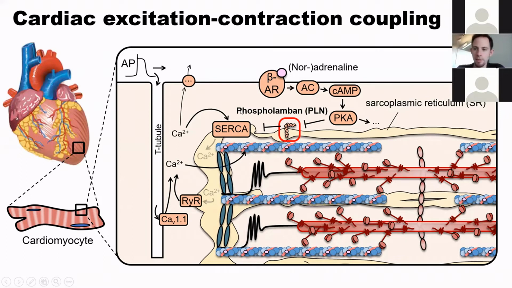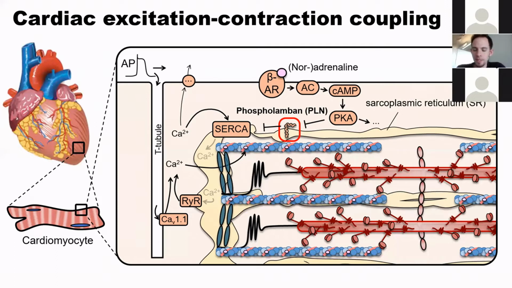That means at the end of a contraction cycle, the calcium is removed at faster rates, and therefore the heart can relax faster. It also means that at the end of such cycles, the filling of the sarcoplasmic reticulum with calcium is higher. So the amplitude of the next calcium transient will be bigger, and therefore these contractions will also be stronger.